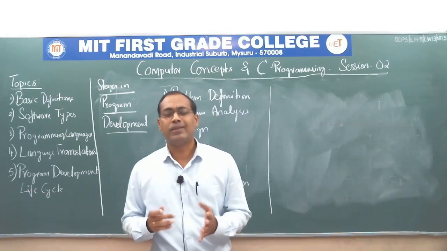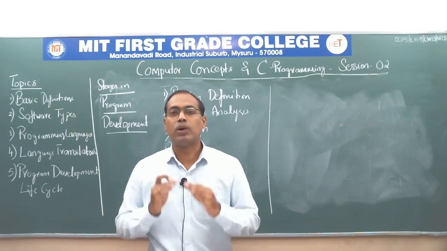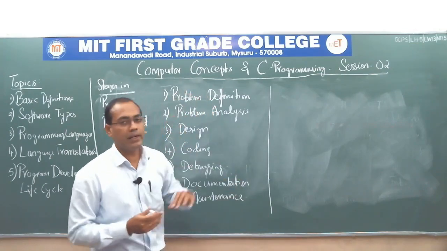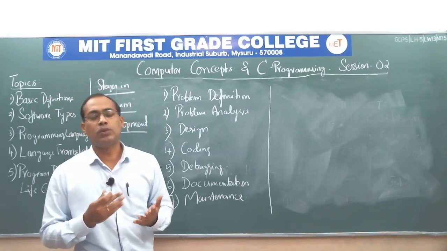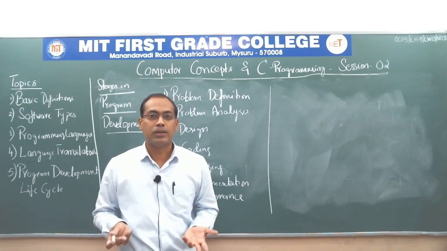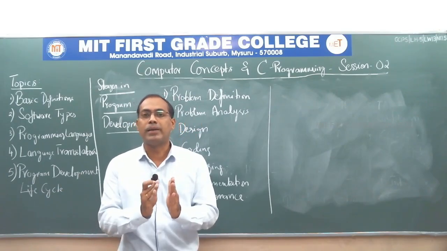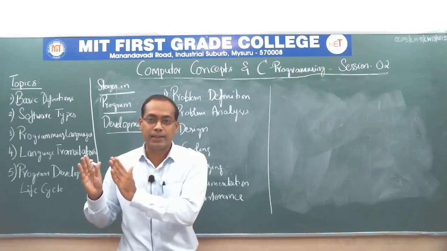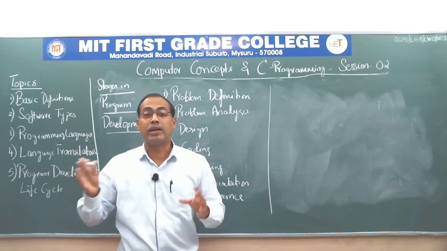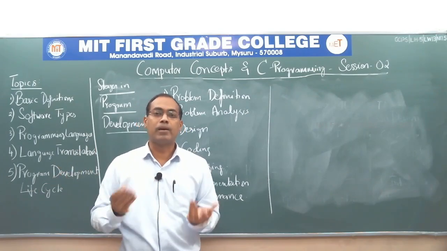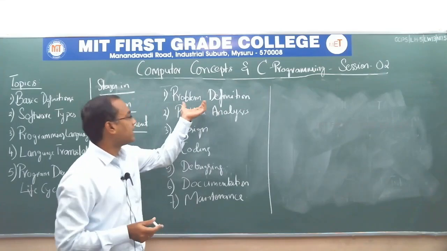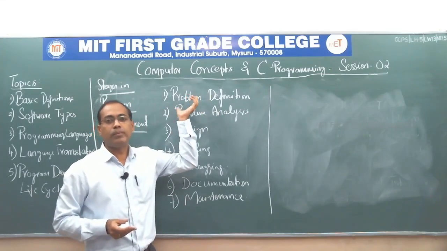Problem definition. Definition is nothing but defining. Whatever you want to solve with the help of computers, you need to define it clearly, without any ambiguity or confusion. Suppose you want to sort a set of numbers in ascending order. You need to clearly define that the problem is to sort the numbers in ascending order. Numbers means what kind of numbers? Integers or floating point numbers. Everything has to be clearly defined, and how many numbers you want to sort, how many numbers you want to give as input. If you are clearly defining all this, it is called problem definition.